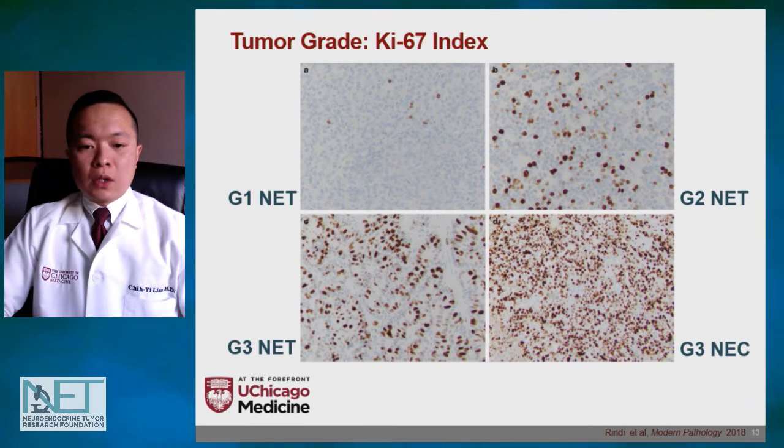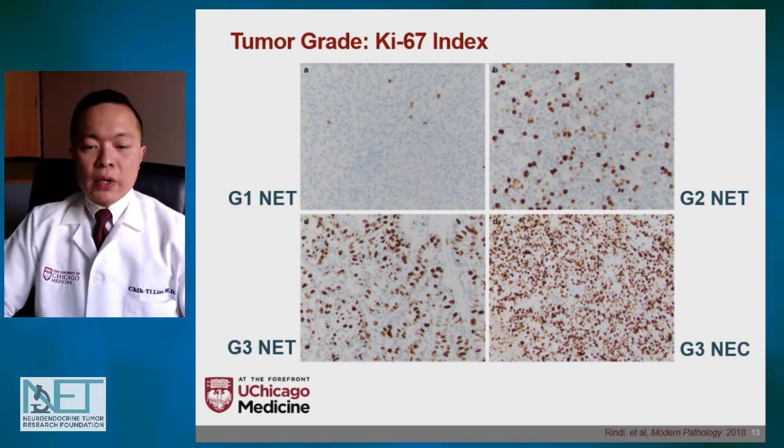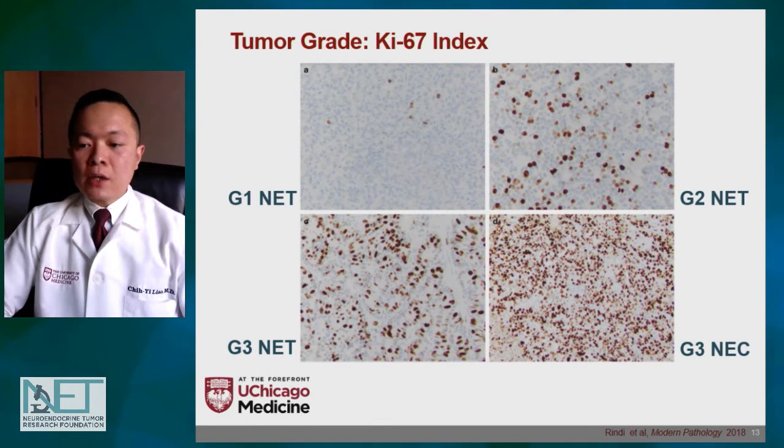And on the bottom left-hand side of the picture, you see a grade 3 neuroendocrine tumor where even more cells are proliferating. And on the bottom right, you see a grade 3 neuroendocrine carcinoma where almost all of the cells are proliferating.